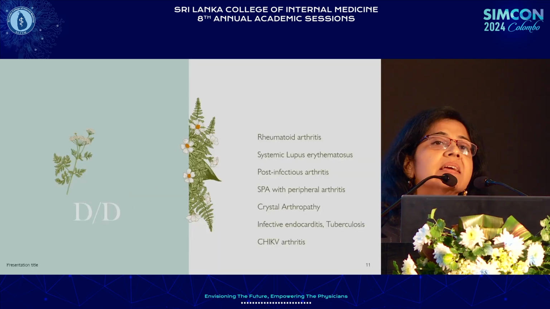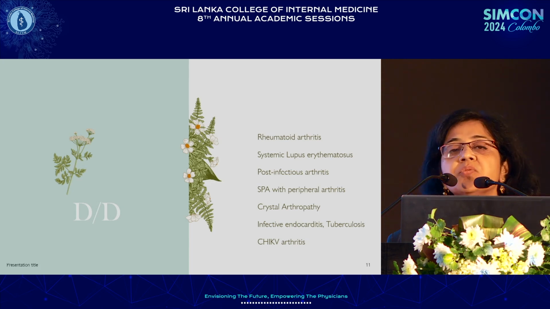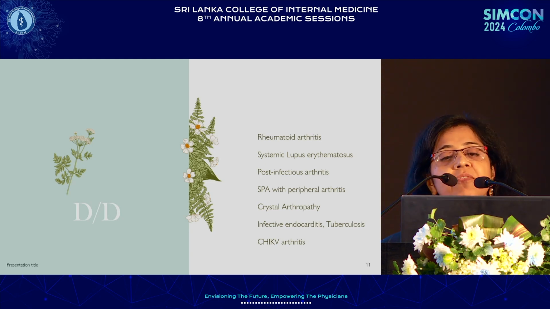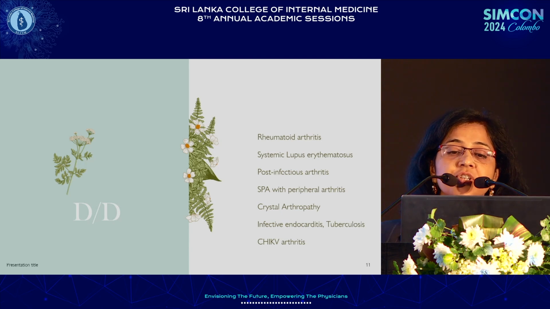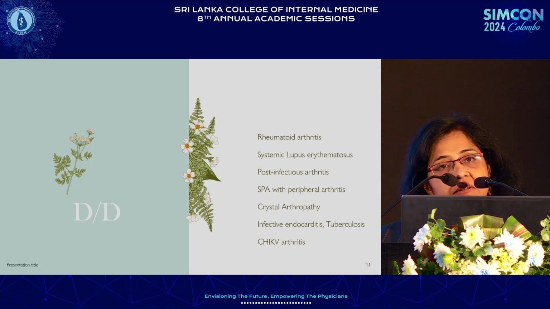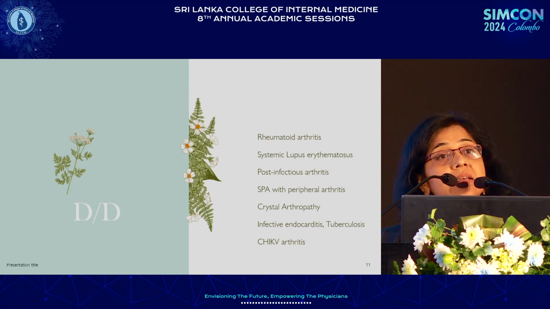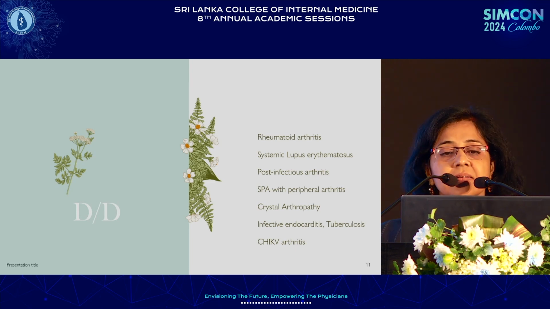Now, in this second case scenario, what will we think when a middle-aged lady comes with pain in the small joints of the hands? Of course, we'll be considering whether she's suffering from rheumatoid arthritis or SLE or any crystal arthropathy, or whether she has a spondyloarthropathy with a peripheral involvement. But again, as I said, we should not forget the infections. So, infective endocarditis, tuberculosis, and even CHIKV arthritis, that is chikungunya arthritis, should be kept in mind.